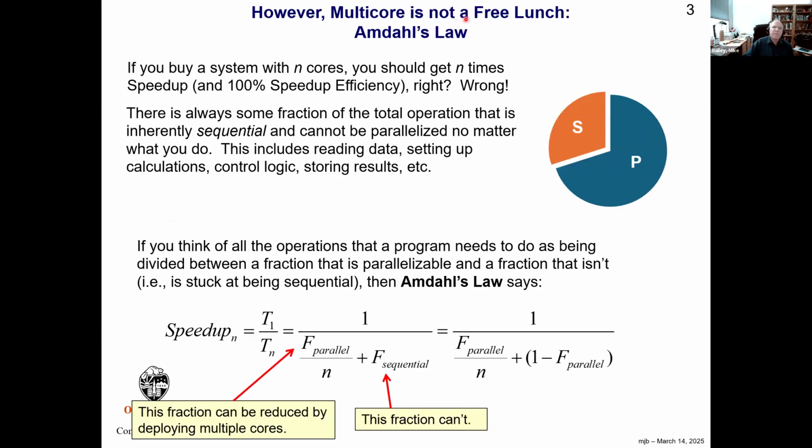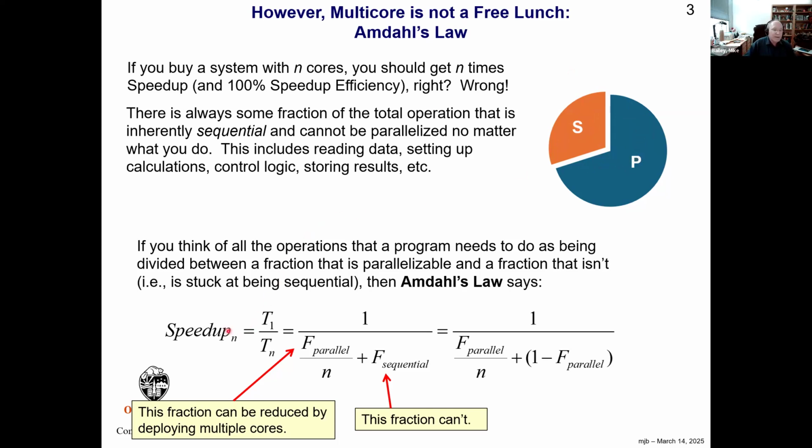Okay, so multi-core is not a free lunch. We don't get 100% speed up efficiency. And the reason is in any program, a certain percentage of that program, a certain slice of that, is able to be parallelized, and a certain slice is not. This is known as the scalar slice. The scalar slice cannot be parallelized, but the parallel slice can.